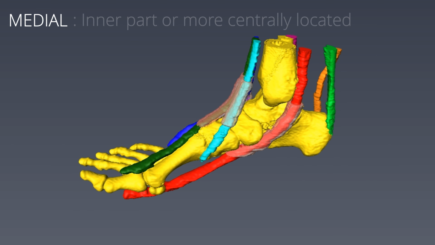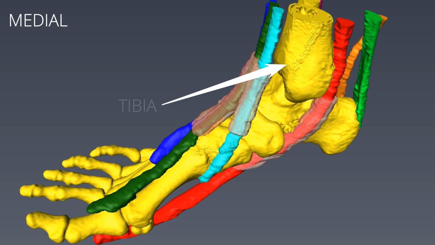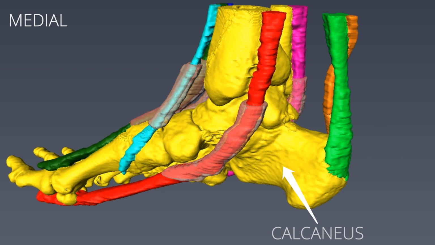The bones can be seen in yellow. This bone is the tibia or the shin bone. Below this bone is another bone called the talus. Then even more inferiorly is the calcaneus bone.